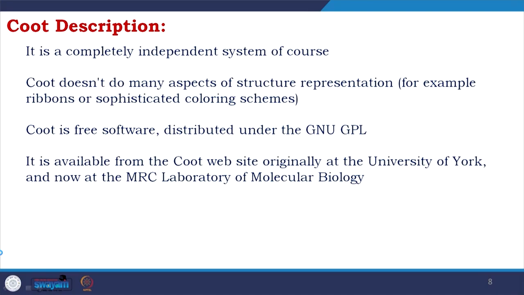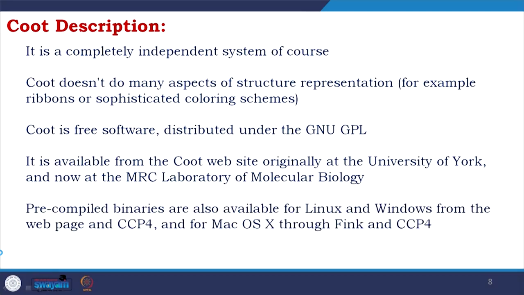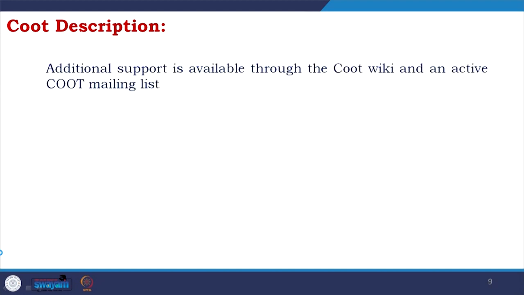Coot is free software distributed under GNU GPL. It is available from the Coot website, originally at University of York, where the inventors were, and now at the MRC Laboratory of Molecular Biology. Pre-compiled binaries are also available for Linux and Windows from the web page and CCP4, and for Mac users through Fink and CCP4. Additional support is available through Coot Wiki and active Coot mailing list.